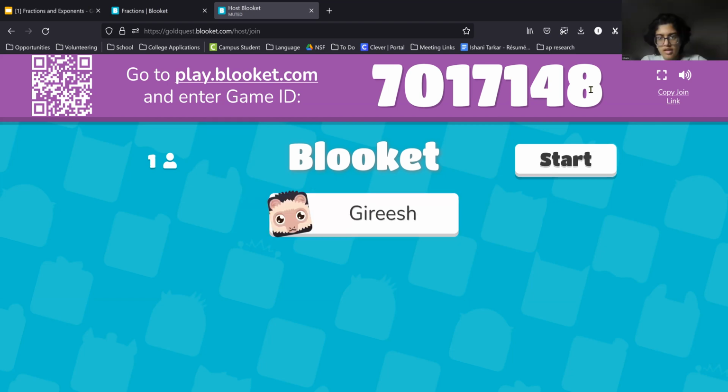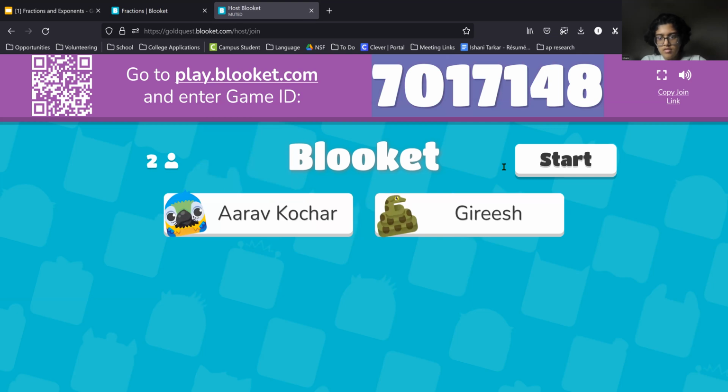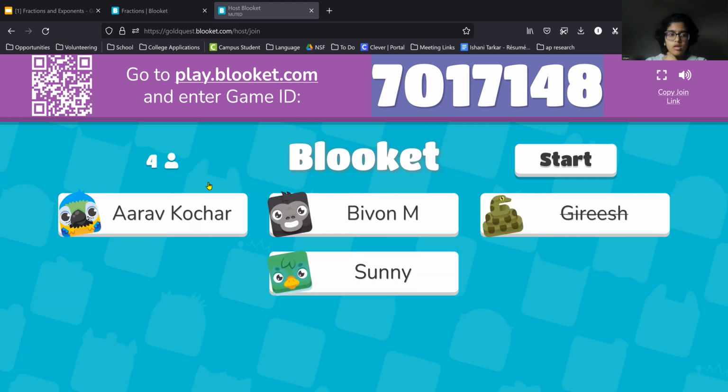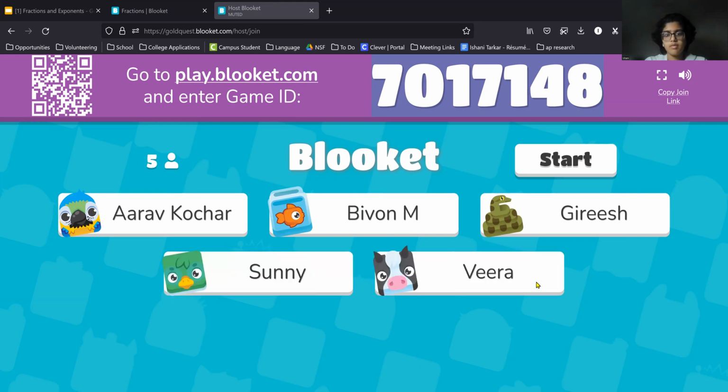Okay, go to play.blooket.com and then you're going to type in this code. Please try to use your real name or a nickname, just so we know who's there. If you want, you can use your phone and just scan the QR code here. I typed play.blooket.com in the chat. I don't think it will show as a link, but just copy and paste it from the chat.